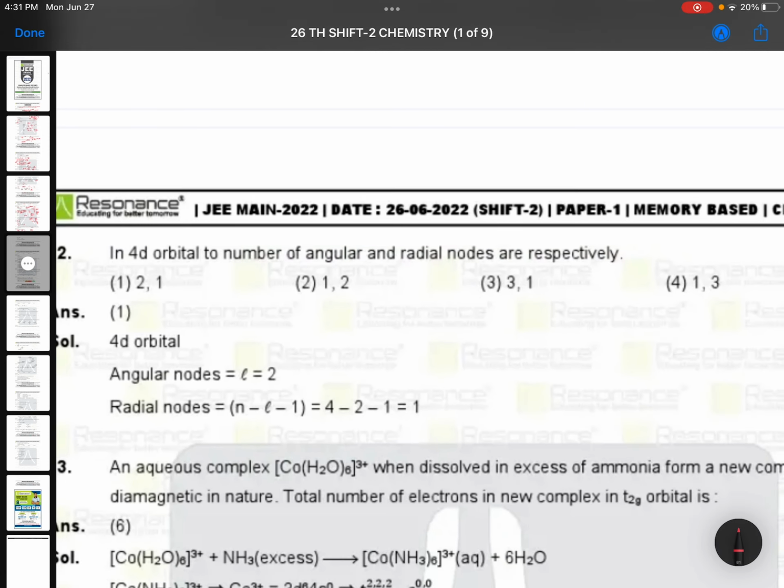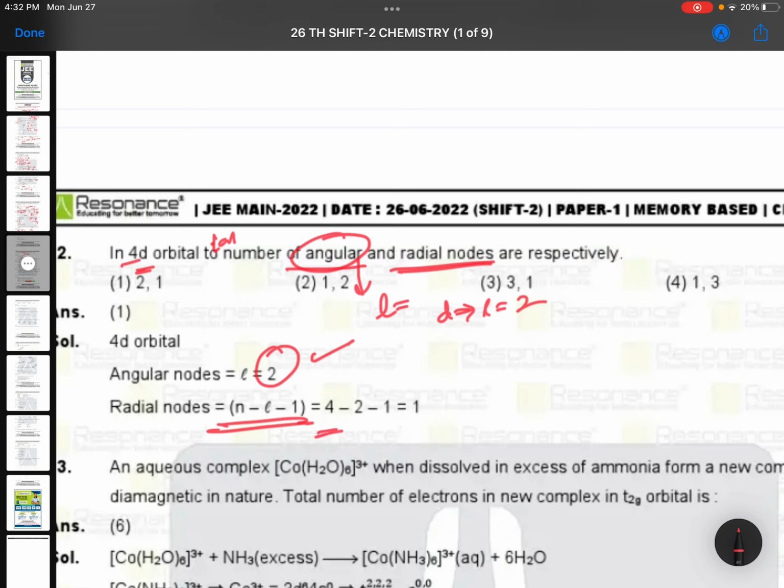In a 4d orbital, the total number of angular and radial nodes respectively are. Angular nodes are nothing but the l value, and for a d orbital the l value is 2, so that is 2. Radial nodes are n minus l minus 1, where n is 4 and l is 2, minus 1, that equals 1. So 2 and 1. Angular nodes is nothing but the l value, and radial nodes is n minus l minus 1.